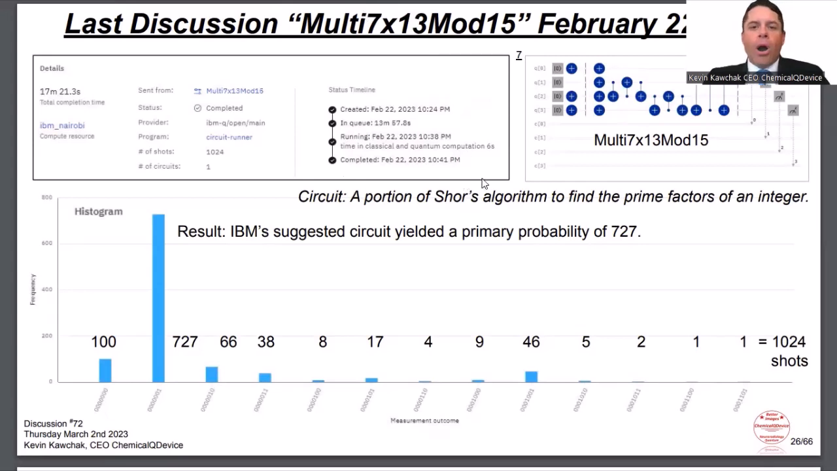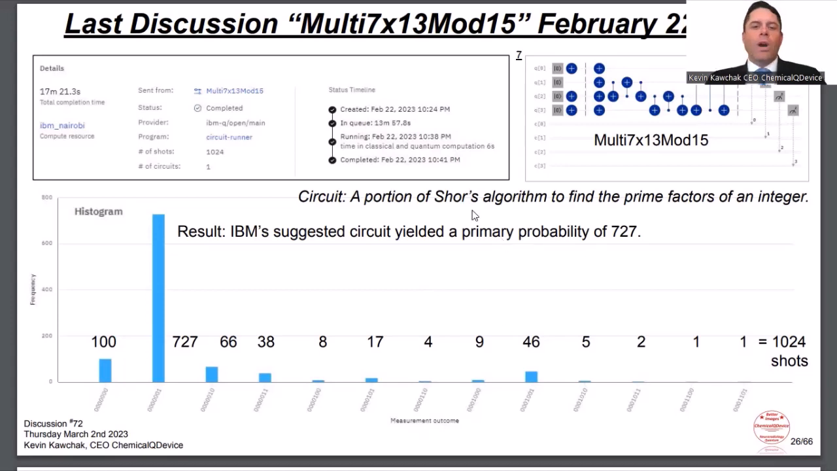So this is a part of Shor's algorithm to help find the prime factors of an integer. This is easily run on Qiskit. It computes 7 times 13 mod 15, and the results are this: the primary probability is 727. And you can see that there are others like that.